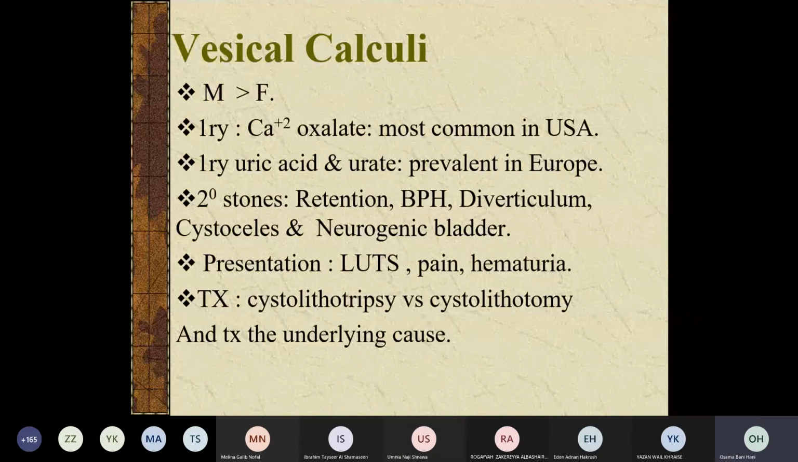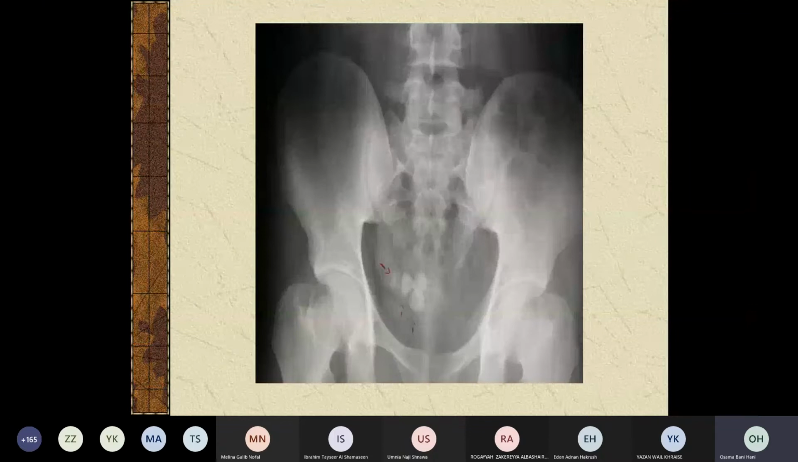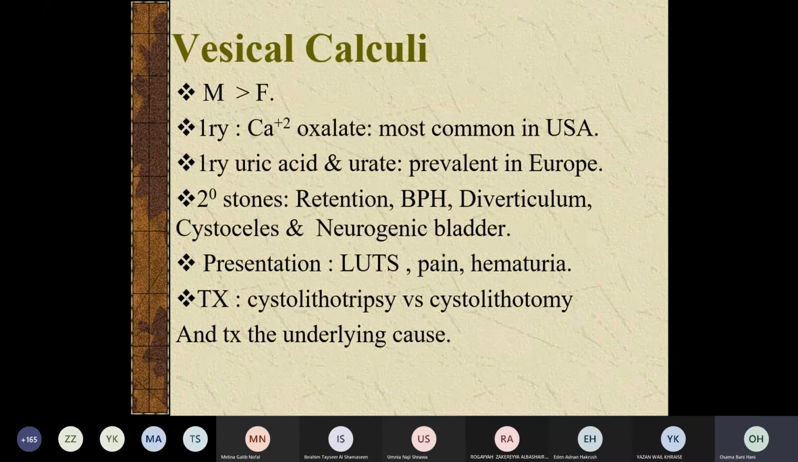The last thing, vesical calculi or bladder calculi, which means we always do an X-ray, we look at the pelvis, and in this X-ray we can see multiple radio-opaque stones in the bladder. Again, male more than female. Primary usually calcium oxalate, most common in the United States and Canada. Primary uric acid stone, urate, is more prevalent in Europe. Secondary stones occur because of retention, BPH, or any pathology in the bladder.